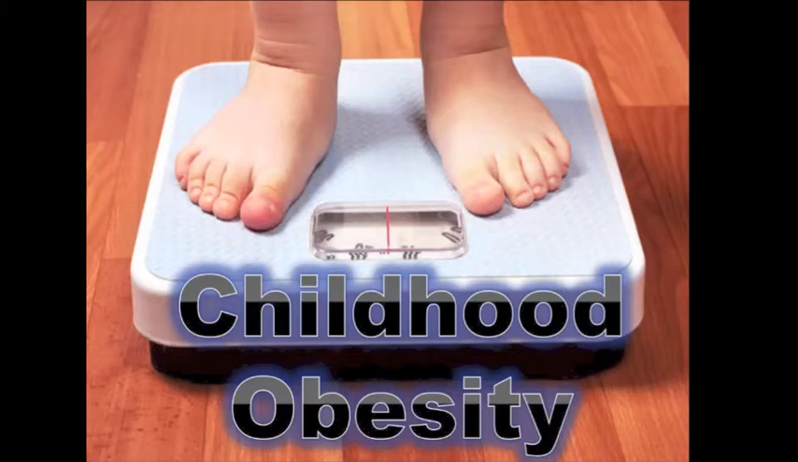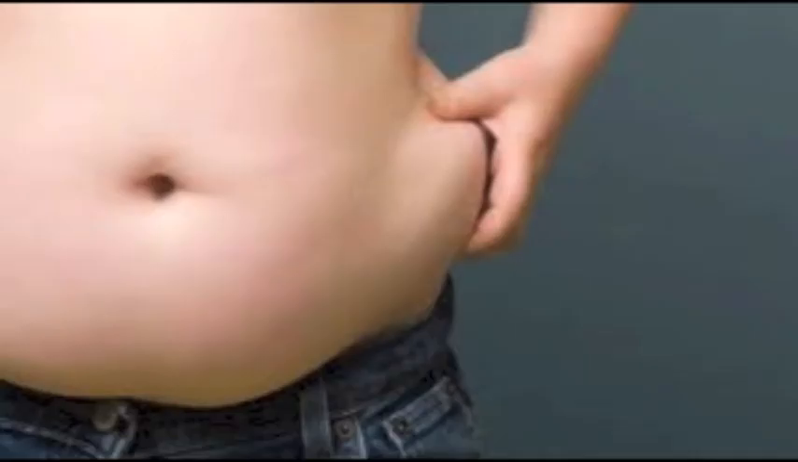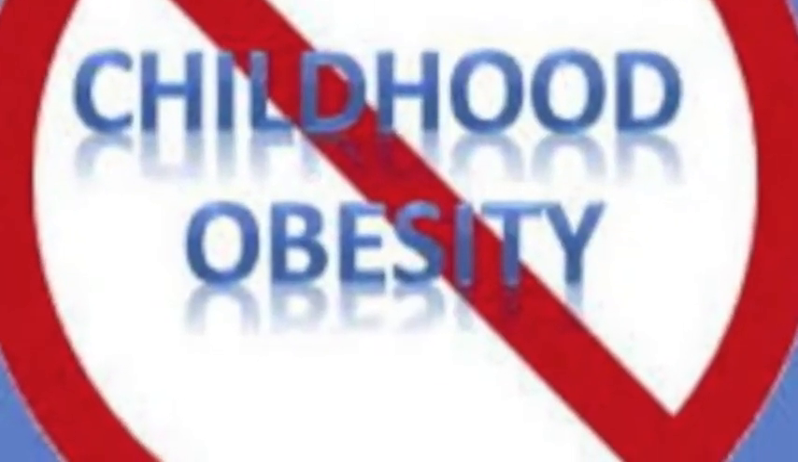Childhood obesity. Childhood obesity is a serious social issue. 1 in 5 children are considered to be overweight and obese. This number is far too high. Obesity is defined as excess body fat. Because body fat is difficult to measure directly, obesity is often measured by body mass index, also known as BMI.